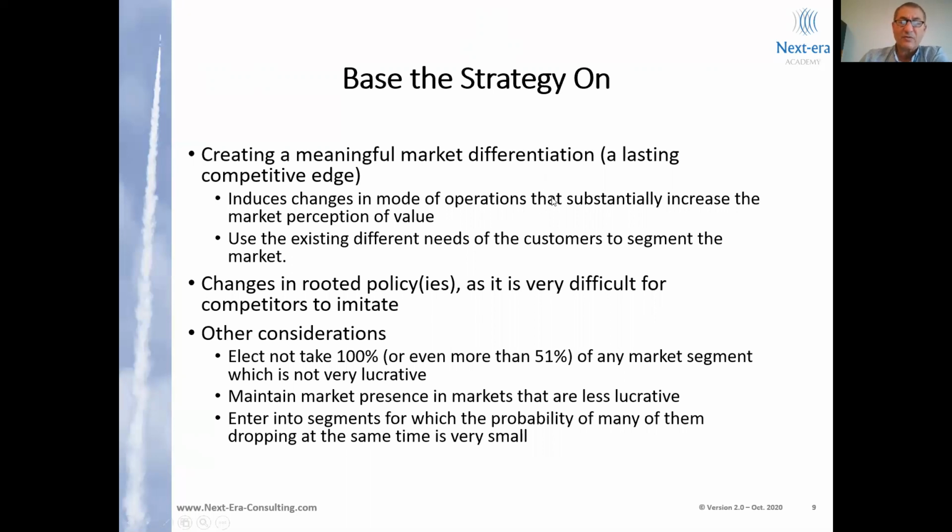Others are to make sure that we do not become a monopoly in any market. It is good to keep presence in less lucrative markets, as they provide a safety against the fluctuations of the market and an opportunity for future growth. It is important that companies are not based only on one market segment, as markets tend to fluctuate, and when a market goes down, you would like to have another market that doesn't go down at the same time. So these are essential components of a strategy.